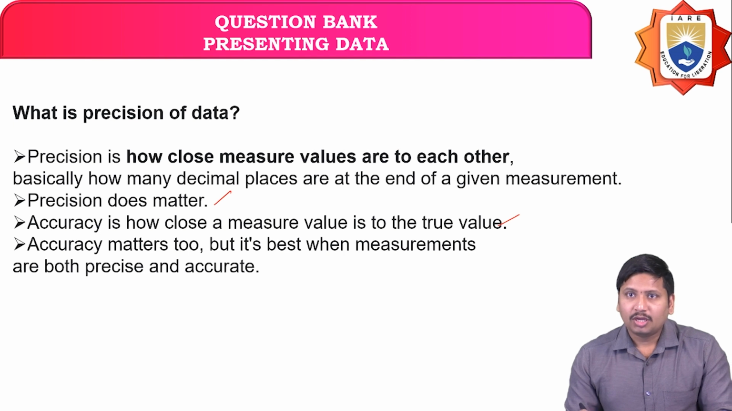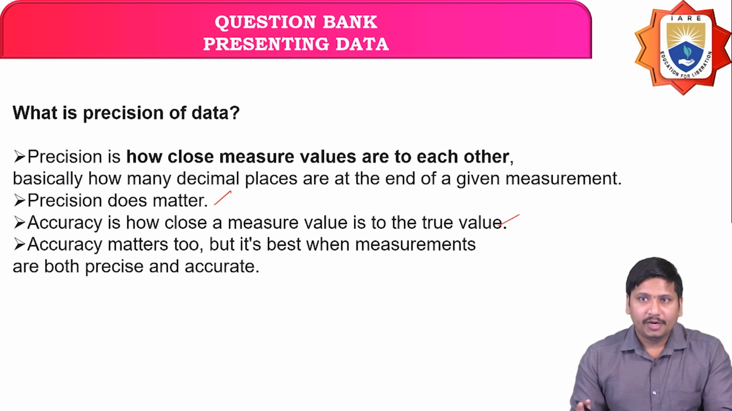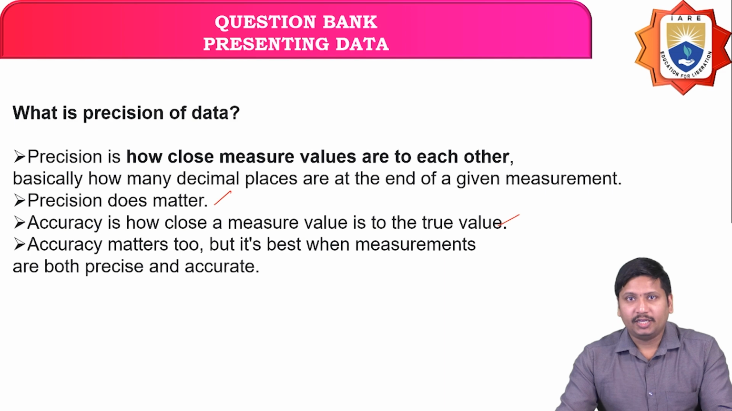So precision means how close the measured values are to each other, right? Basically, how many decimal places are at the end of the given experiment. Accuracy is how close the measured values are to the true value. Accuracy matters too, but it is best when the measurements are both precise and accurate.